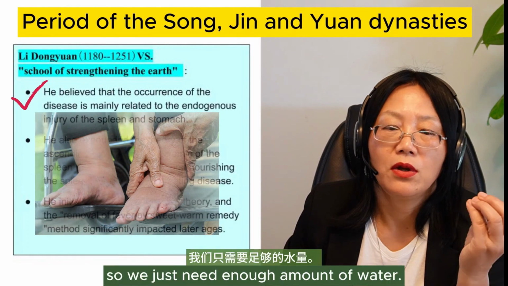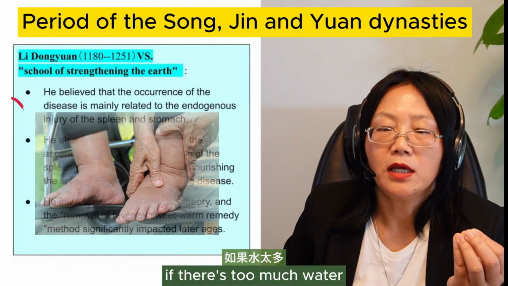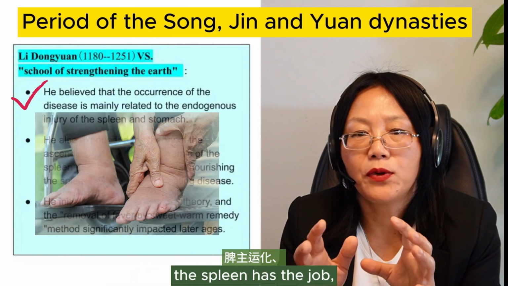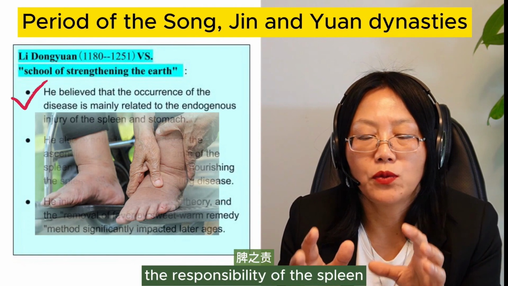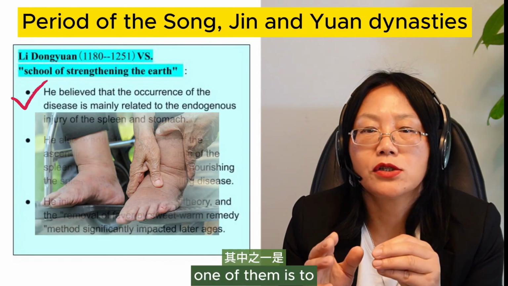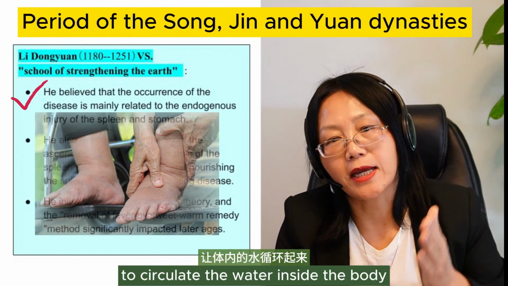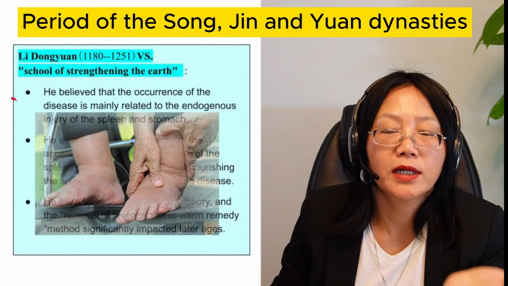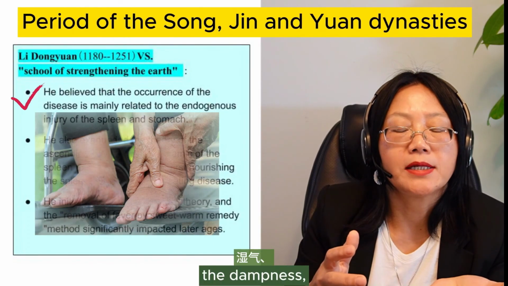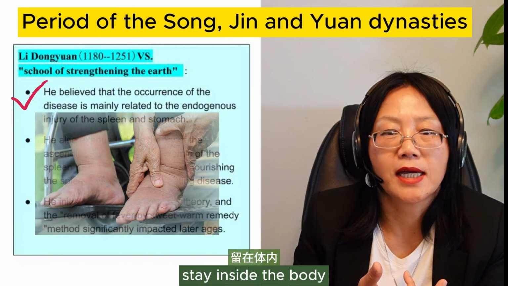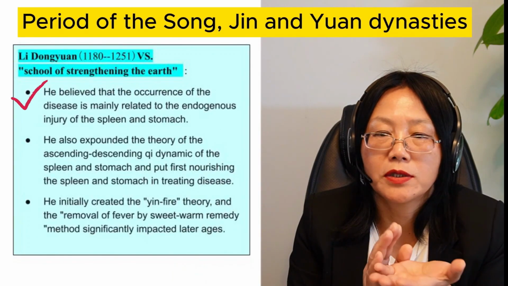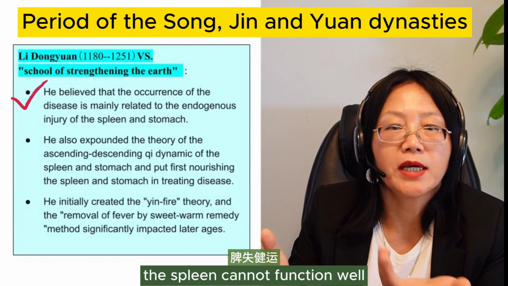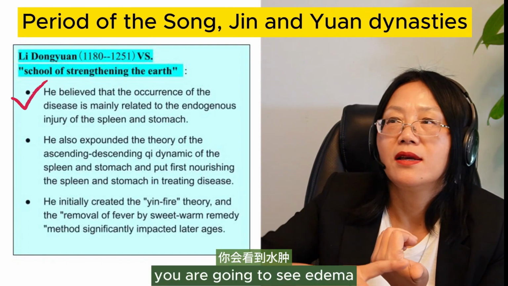And people are different. We just need enough water. If there is too much water, it depends on the spleen function. The spleen has a responsibility, one of which is to circulate the water inside the body and bring the extra outside of the body. If the spleen cannot work well, the dampness, the extra water, will stay inside the body and become edema. Spleen, you can see, is so important. If the spleen cannot function well, you are going to see edema.